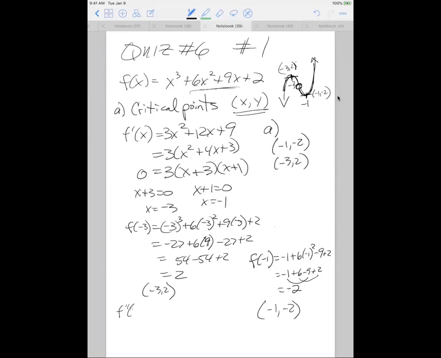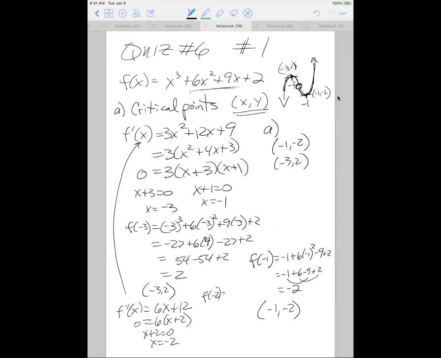So the second derivative, if we look back up here, we end up with 6x plus 12, which is 6 times x plus 2. In order to set this equal to 0, we get x plus 2 equals 0. That means x equals minus 2. So the next part of the question is, the inflection point occurs at x equals minus 2. What's the value of the function there?